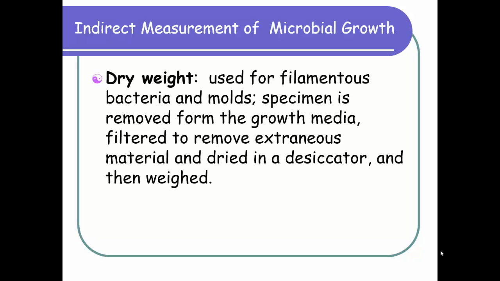Dry weight is used for the filamentous bacteria such as the actinomycetes and molds. The specimen is removed from the growth media, filtered to remove any extraneous material, dried in a desiccator in a pre-weighed bowl, and then reweighed. And we simply subtract the weight of the empty bowl from the one with the dried material, and that's the weight of the bacteria or mold. From this, again, we can do some statistical analysis and determine approximate numbers.